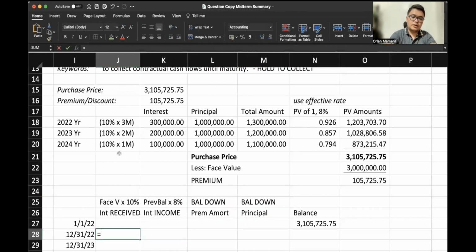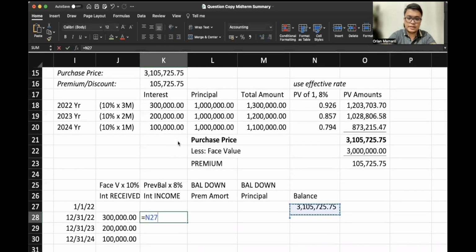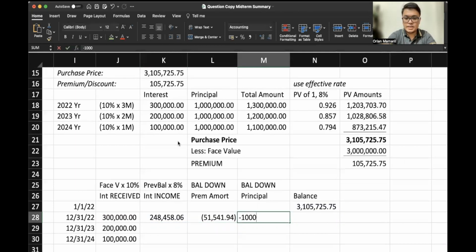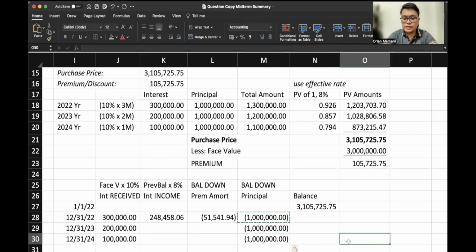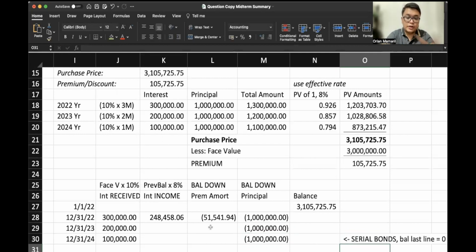And so, interest received, let's just copy based on the purchase price calculations. The interest income is this multiplied by 8%. The difference would be a deduction, as well as the principal. For the principal, it's always 1 million every year. Since this is a term bond, this should be zero. Oh, sorry, this is a serial bond. For serial bonds, since the principal is being paid period per period, at the end of the amortization table, the last line balance should be zero, right? Because we paid off the entire thing.